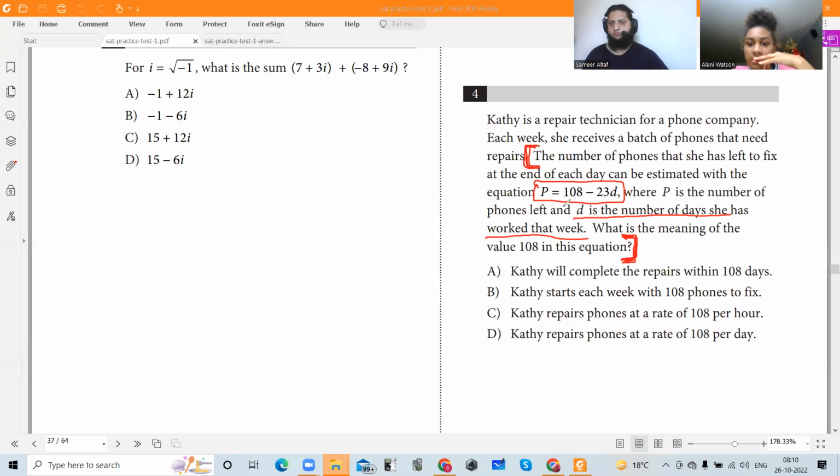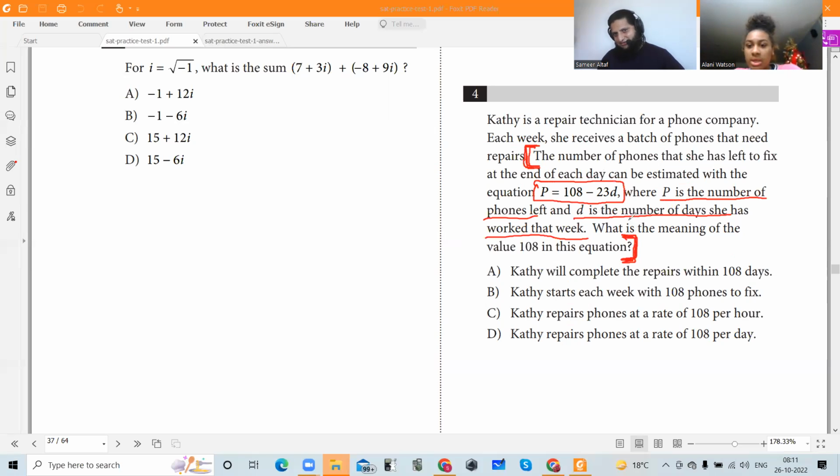So these are the number of days worked. So 23 will represent the phones that she has left. But what is P? P is the number of phones. Oh, okay. I'm skipping over it and figuring out where the 23 fits. That's why I'm not picking up where the 108 went.